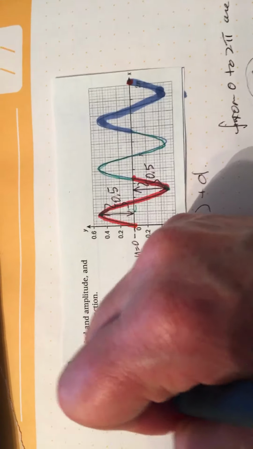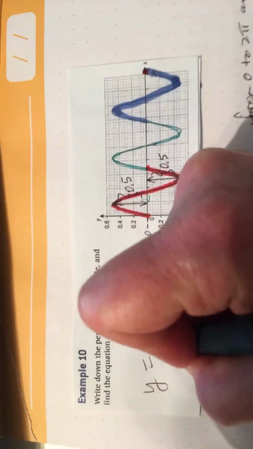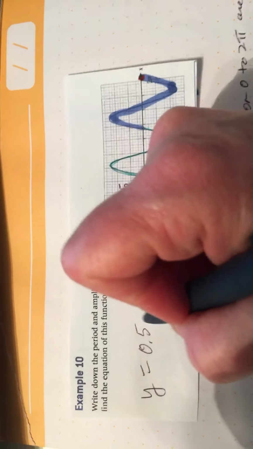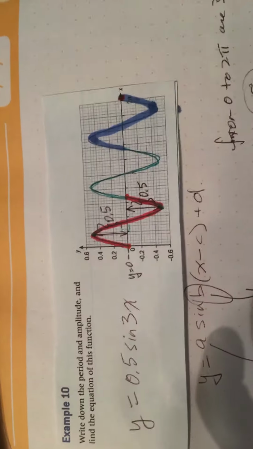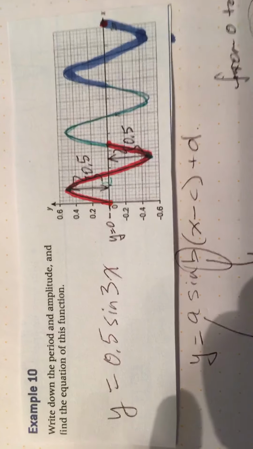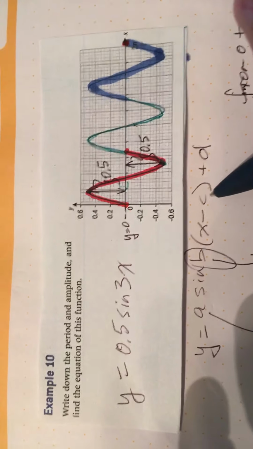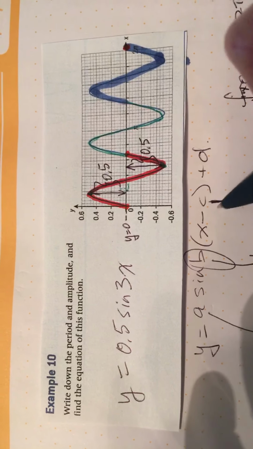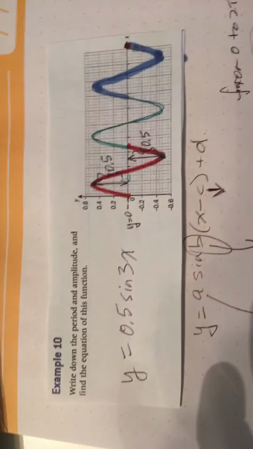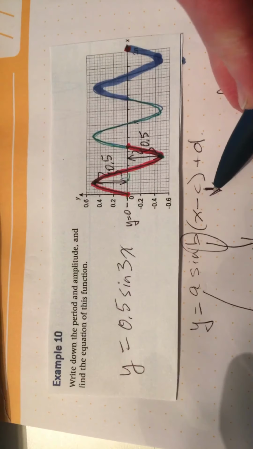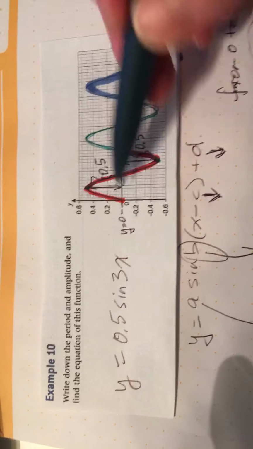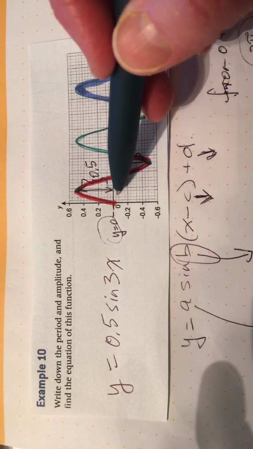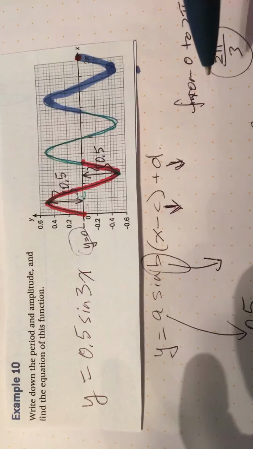All right, so we now have our function y equals 0.5 sine 3x. And there's no horizontal or vertical transformations because it goes through the origin and moves upwards, which a sine function needs to do right away. So no horizontal translation and no vertical translation because the principal axis is at y equals 0. And there we have it.